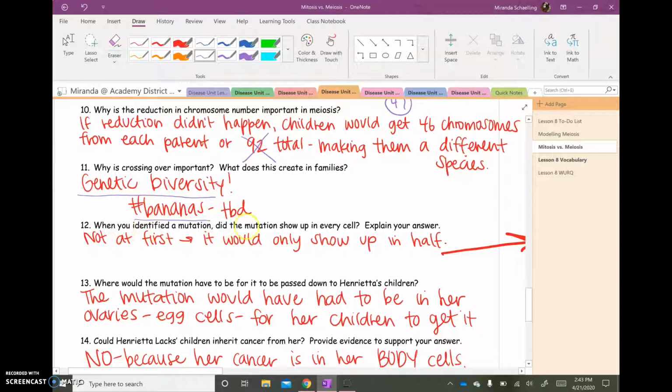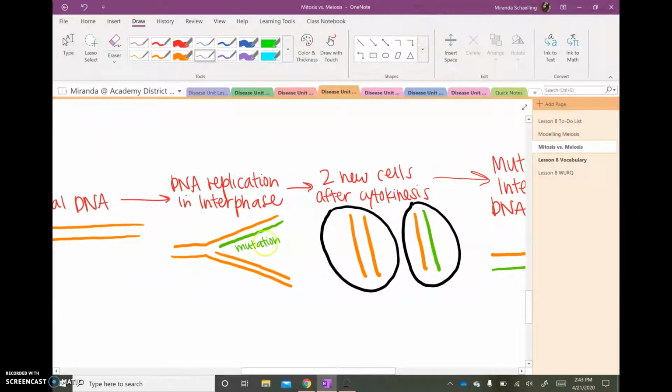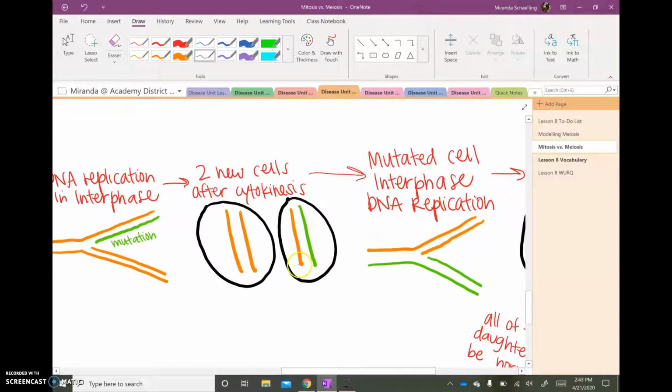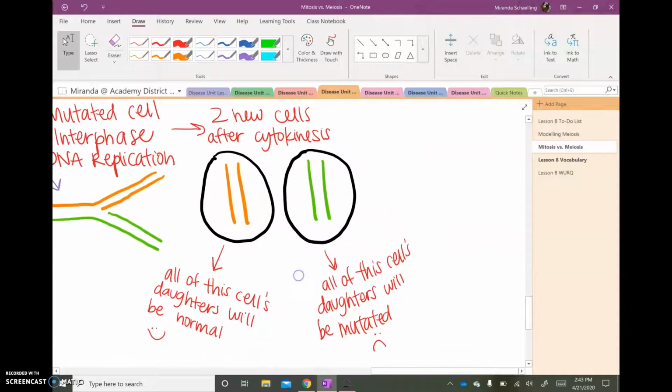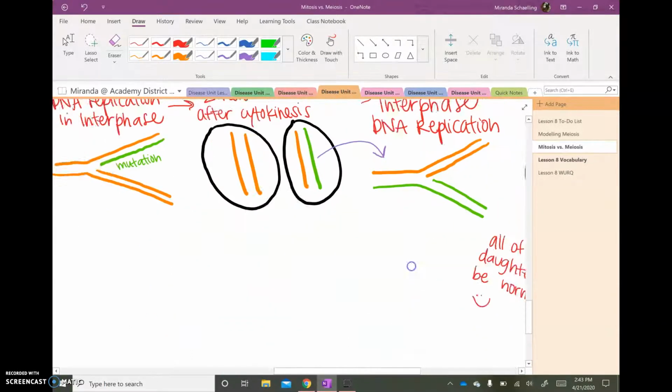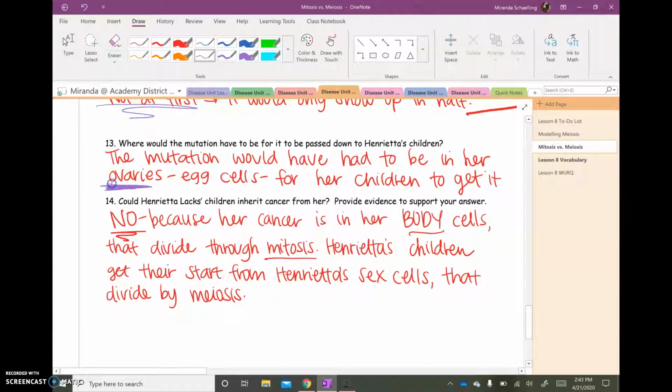When you identified a mutation, did it show up in every cell? Not at first. We have the original DNA here in orange. Then we have the replication. Then we have 2 new cells. Then if I take this cell and I replicate it again, then I'm going to have a fully mutant body cell, and every cell that comes after this one is going to be mutated. This is going to make a tumor. And then the mutation would have had to be in her ovaries if she would have passed it on to her kids. And so no, her cancer cannot be inherited.